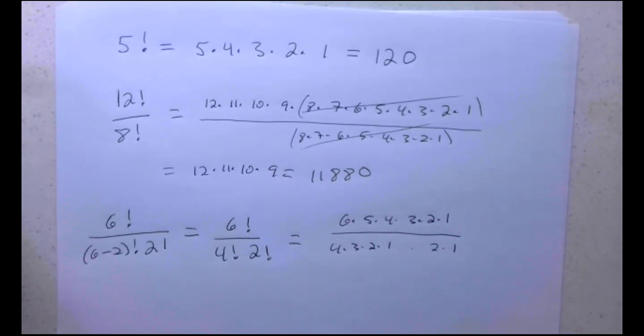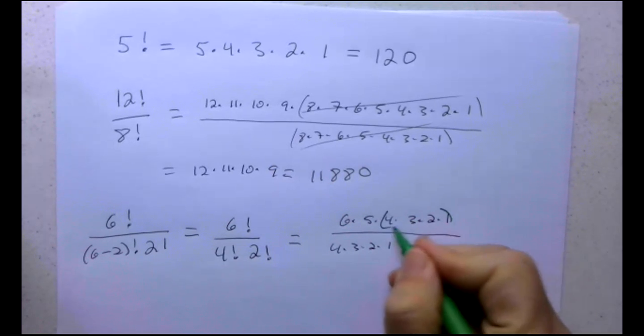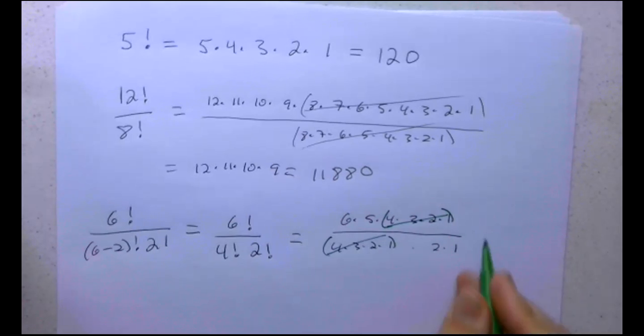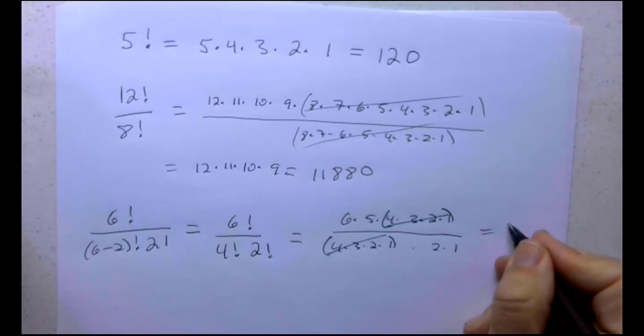So again, many things divide out. 4, 3, 2, 1 divides out 4, 3, 2, 1. 6 times 5 is 30. 30 divided by 2 gives me a total of 15.